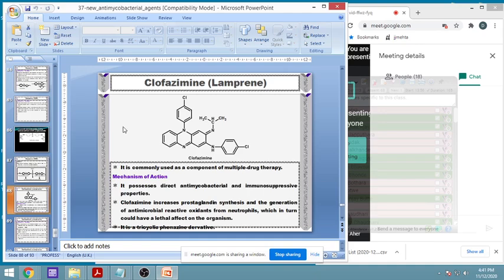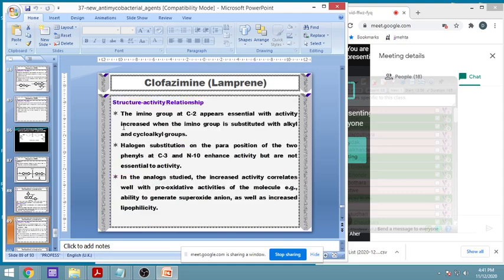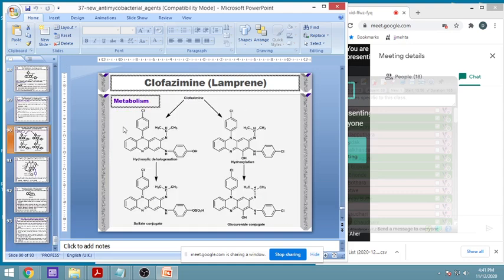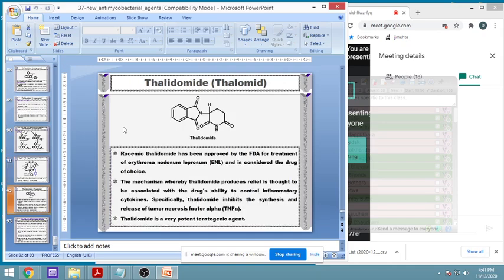It is commonly used as a component of multi-drug therapy. It possesses direct antimicrobial and immunosuppressive properties. It increases the prostaglandin synthesis and generation of antimicrobial reactive oxidants from neutrophils, which have a lethal effect on the organism. It is a tricyclic phenazine derivative, and it has various metabolic pathways where it gets sulfate and glucuronide conjugation, and before that it gets dehalogenation and hydroxylations. Rifampicin we have seen.